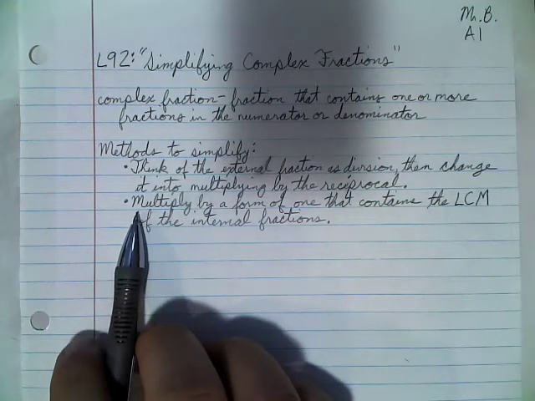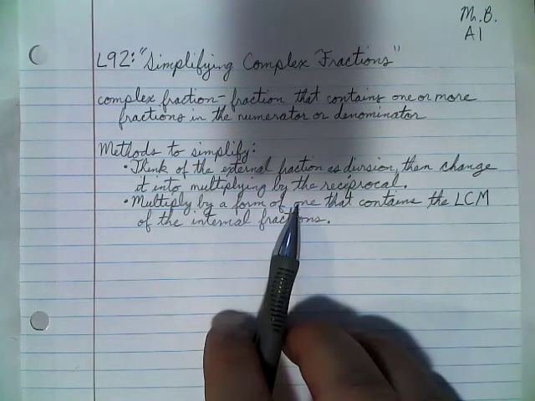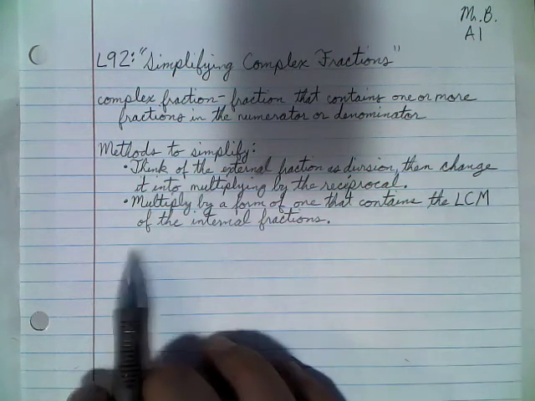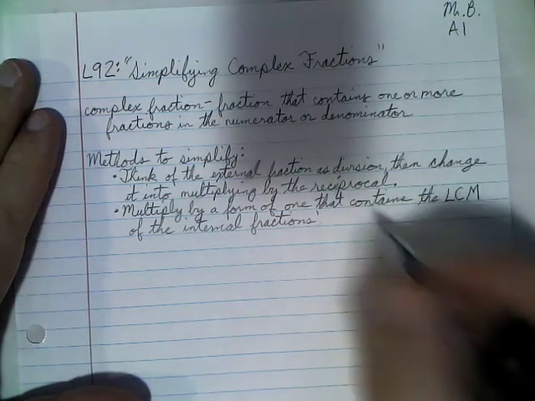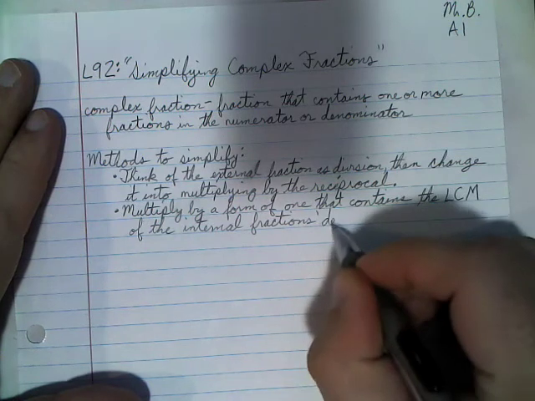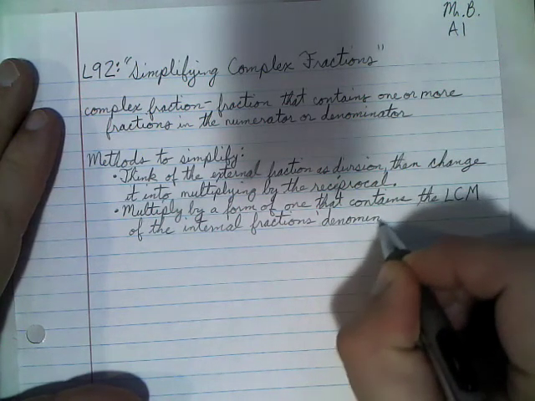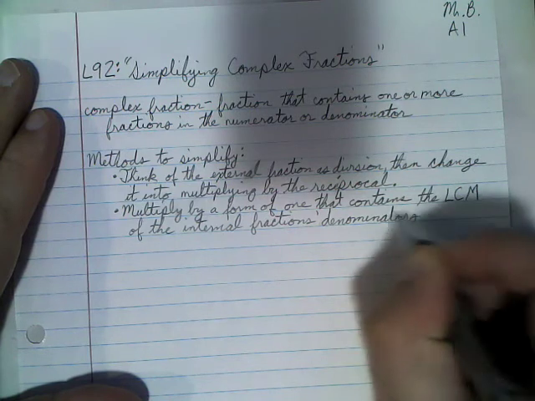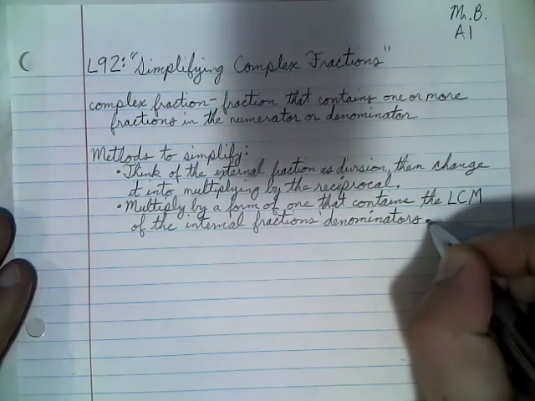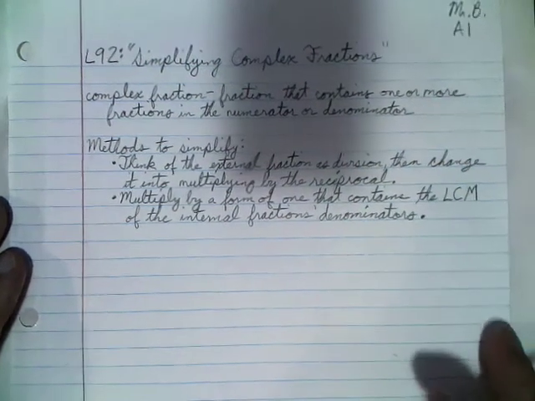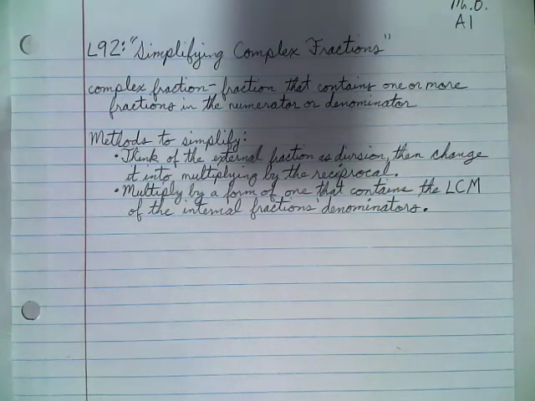The other way to do it is to multiply by a form of 1 that contains the LCM of the internal fractions' denominators. Oops, sorry, I forgot one word. Internal fractions, that would be an apostrophe there. Internal fractions' denominators. So you look at all the internal fractions, look at the denominators, find a common denominator for all of them, or an LCM.